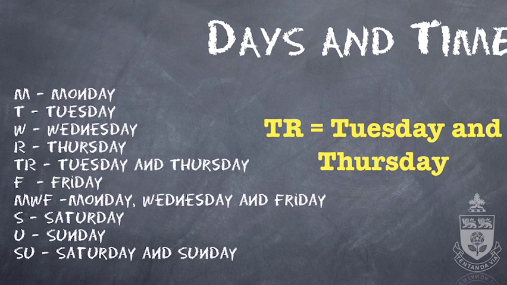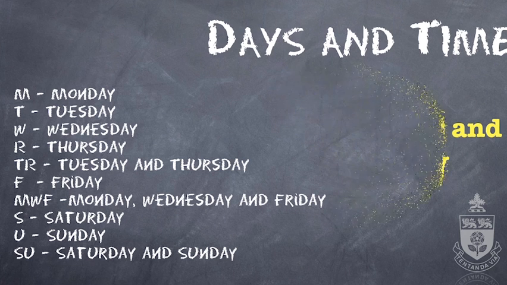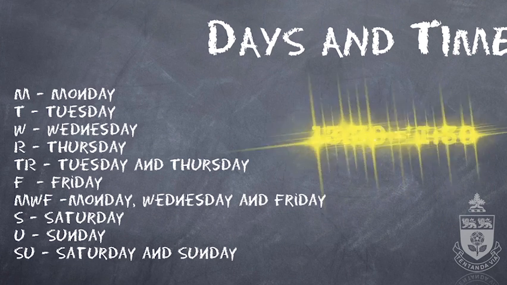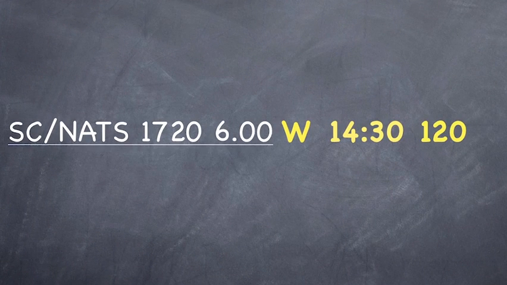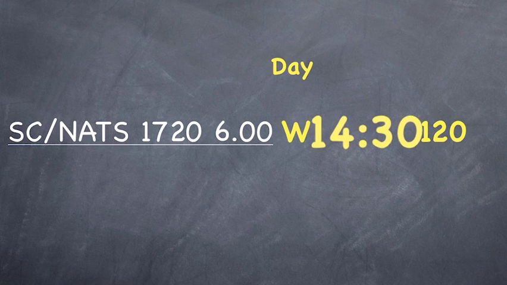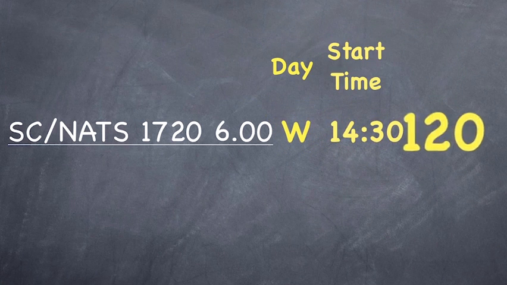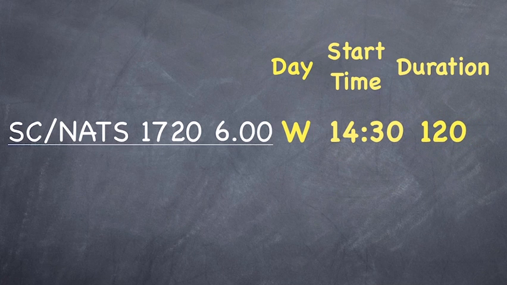After you have determined the day or days that a course is offered, you will need to know the start time of the course. York uses a 24-hour clock to identify the start time of the course. For example, 13:30 is really 1:30 p.m. After the start time, you will see the duration of the course in minutes. For example, SC NATS 1720 is a 6-credit course that runs every Wednesday at 14:30 or 2:30 p.m., and it will run for 120 minutes, or 2 hours.